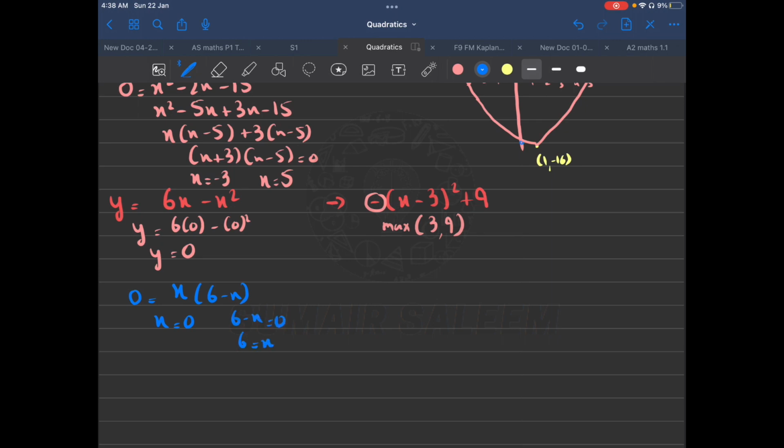Do you get this? Now I have the turning point, that's what? 3 comma 9. 1, 2, 3, 5, 10. 3 comma 9, that's going to be somewhat here. My x-intercepts were 0 and 6. So my graph will go somewhat like this. Do you get this?